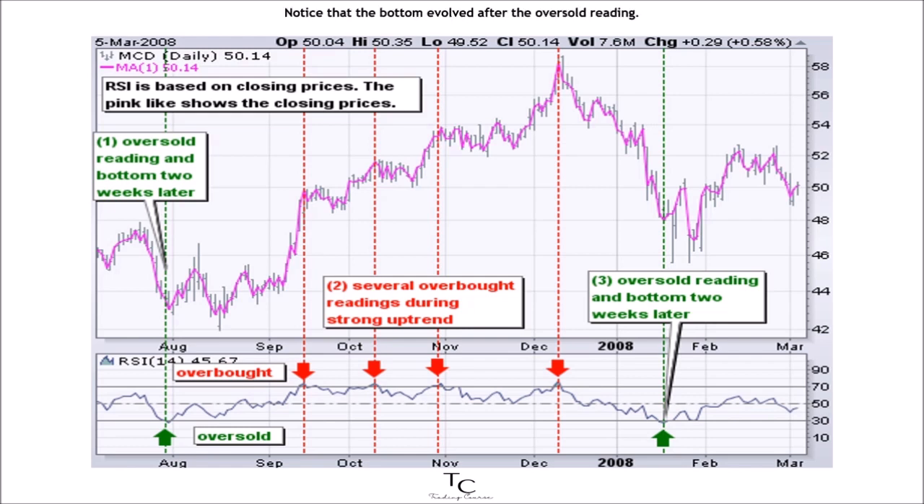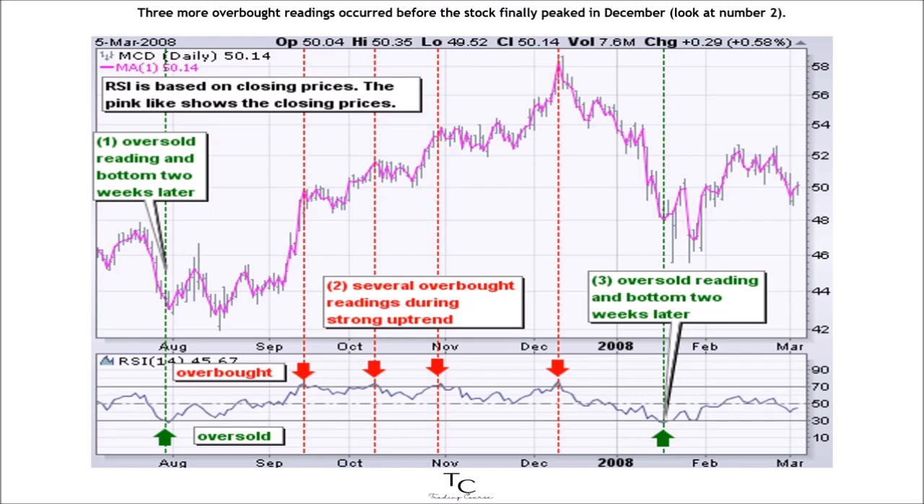Notice that the bottom evolved after the oversold reading. Bottoming can be a process. This stock did not bottom as soon as the oversold reading appeared. From oversold levels, RSI moved above 70 in mid-September to become overbought. Despite this overbought reading, the stock did not decline. Instead, it stalled for a couple weeks and then continued higher. 3 more overbought readings occurred before the stock finally peaked in December.